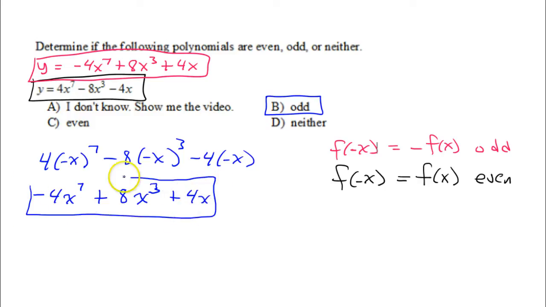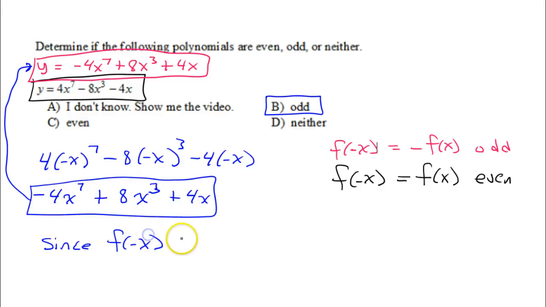So compare what we got, this is our f of negative x, this blue one. And notice how that matches the negative function. Boom, boom, boom. So that's how we prove that they're odd. So to wrap this up as a proof, we would say since f of negative x, that's this, equals negative f of x, that's this red one, it is odd.